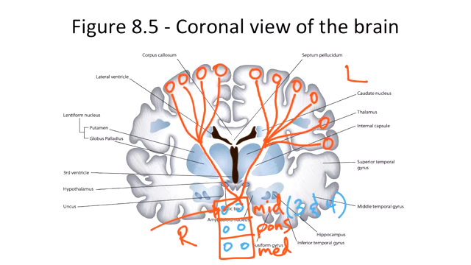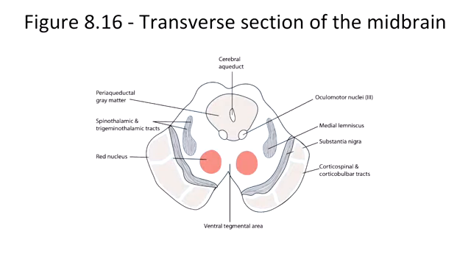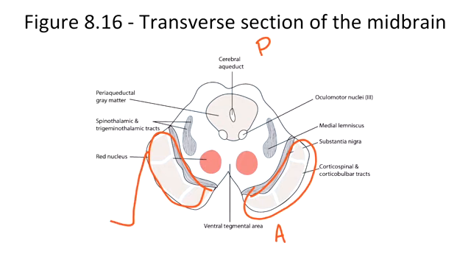Okay, with this in mind, let's look at cross sections of the different levels of the brainstem to look at each of the cranial nerve nuclei. This is figure 8.16, which shows a transverse section of the midbrain. This is anterior and this is posterior. For step 1, you need to be able to recognize a transverse section of each level of the brainstem. The midbrain can be easily identified by the cerebral crura, which are right here. I use this to remind me that the midbrain looks like two legs, so kind of like this.